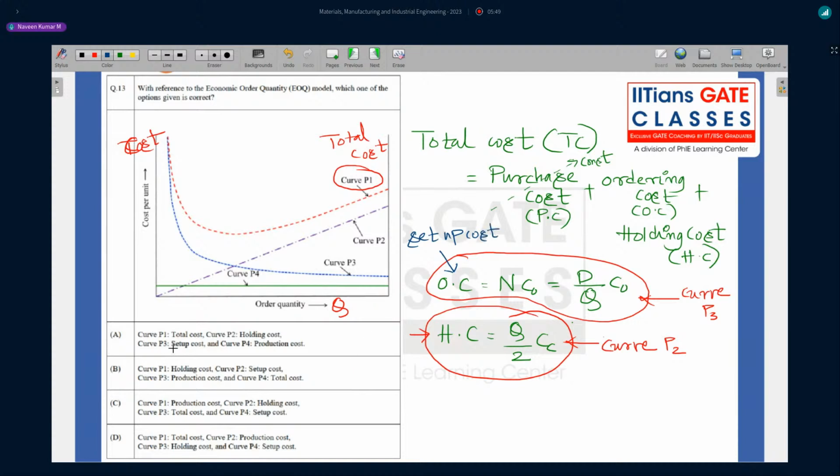So obviously P3 is, and P4 is production cost. What is this production cost? Production cost is nothing but the number of quantity that has to be produced. So the production cost will not depend upon the quantity Q. The production cost will depend upon the demand. So whatever you are trying to demand, it will be depending upon the demand. It is not on the Q, right? So that's the reason why you can say curve P4 represents the production cost.